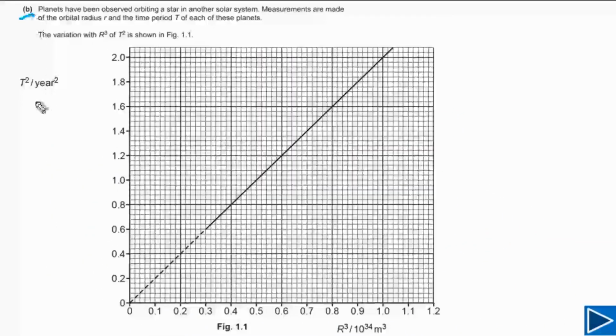For part B, the graph between T squared and r cubed is given to us, and we will be using this graph to answer part B. So let's move on to the next page and try to answer the next question.